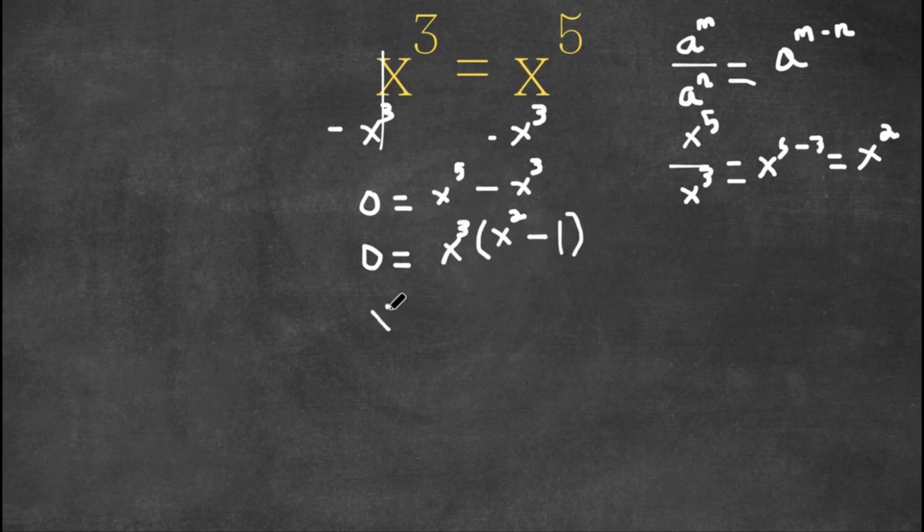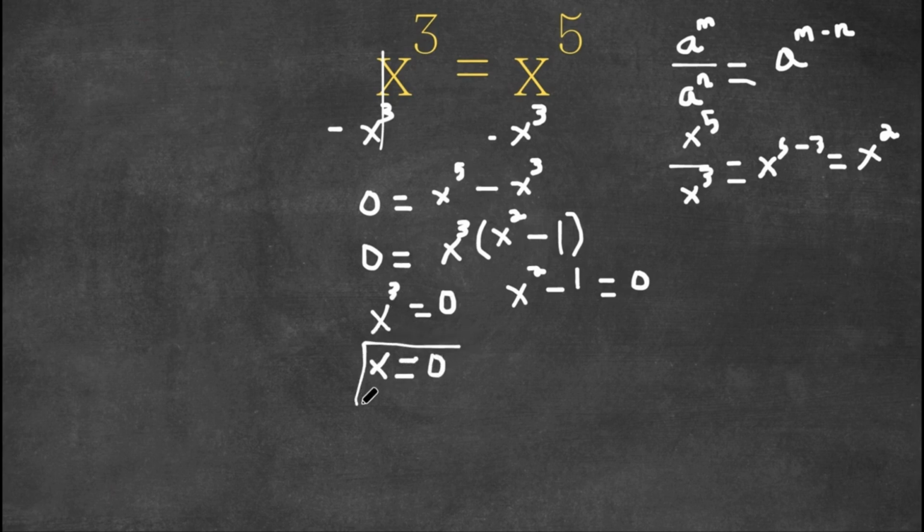We have x to the power of 3 equals 0 and x squared minus 1 equals 0. Well, x to the power of 3 equals 0. What to the power of 3 equals 0? The only number that fits for x here is 0. So we have x equals 0, and this is one solution.